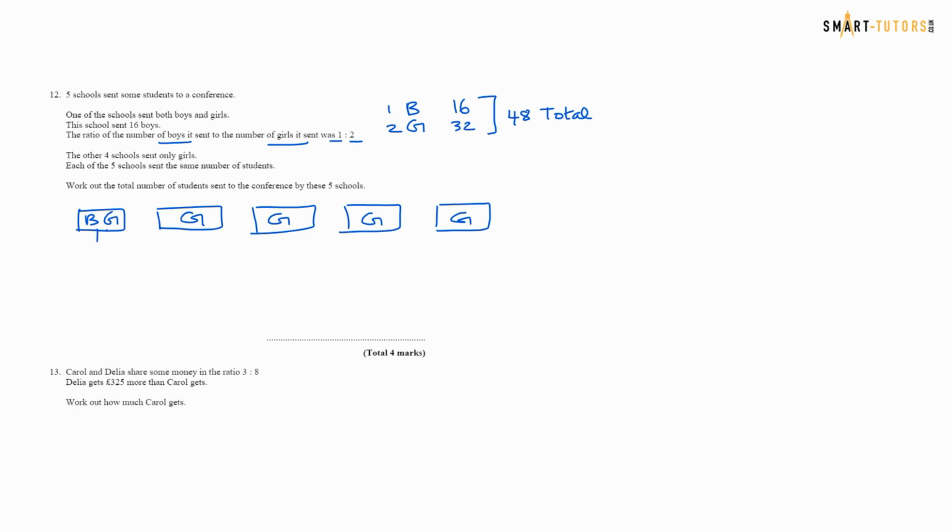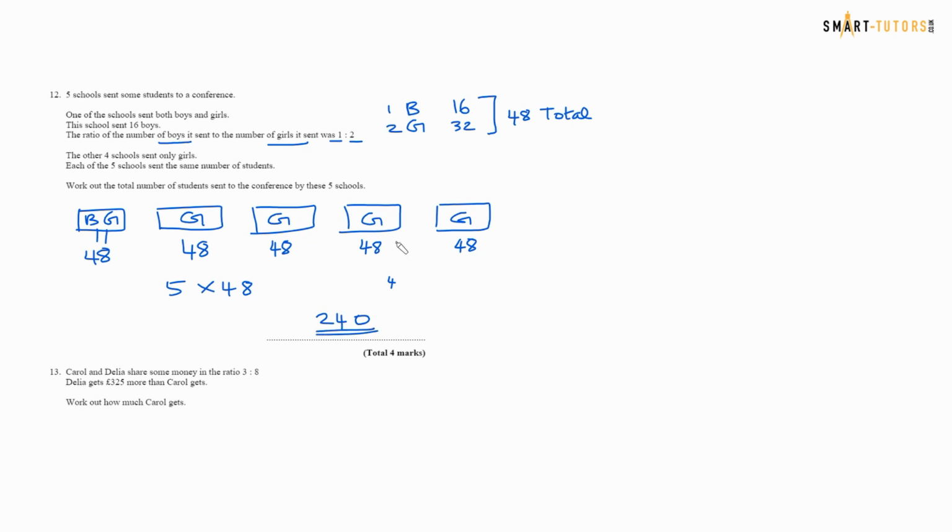So total, we already find out this is 48. Now each of the 5 schools send the same number of students. So definitely this is going to be 48 students, 48 girls, here 48, here 48. So work out the total number of the students sent to the conference by all these 5 schools. So 5 times 48, 5 times 8 is 40, 0 and 4 remaining. 5 times 4 is 20, 20 plus 4, 240 students.